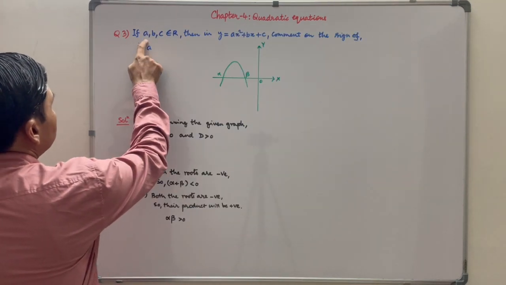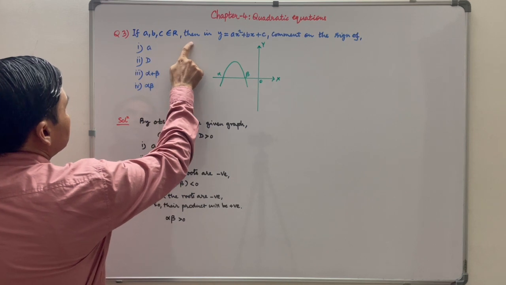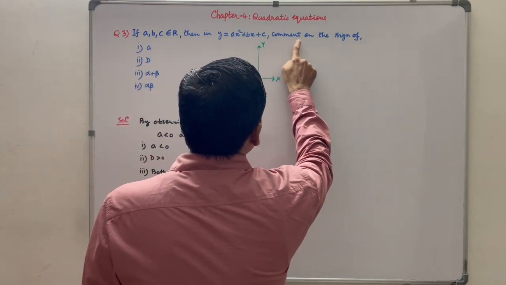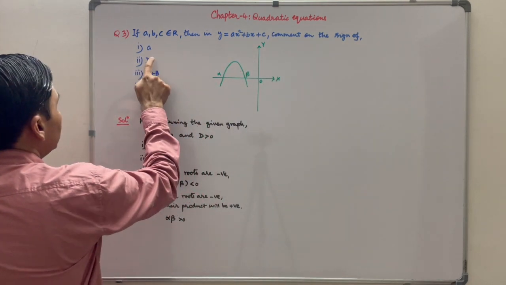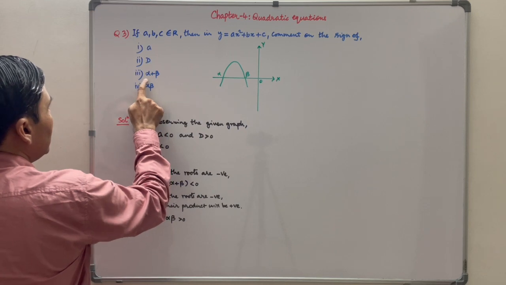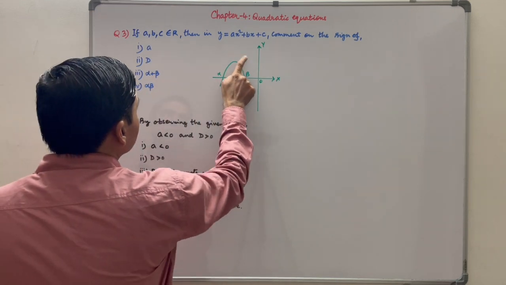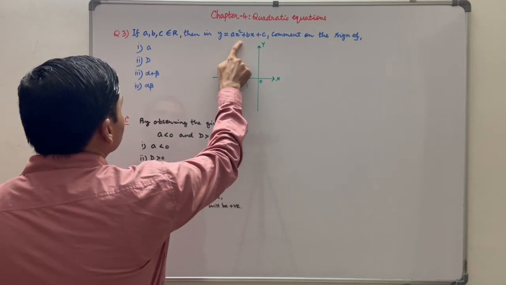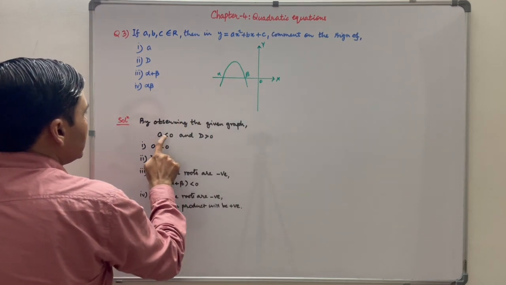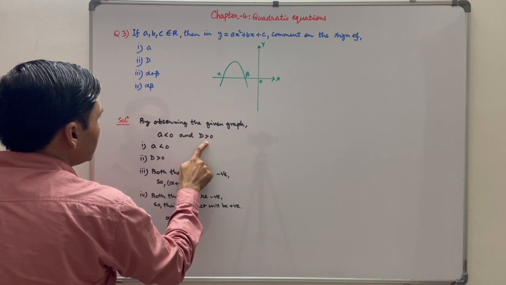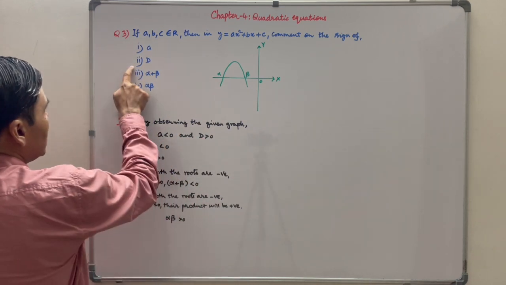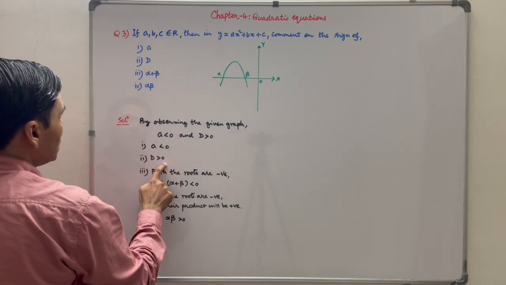Third question: if a, b, c are real, then in y is equal to ax² + bx + c, comment on the sign of a, D, alpha plus beta and alpha beta. Here alpha and beta are roots of the given quadratic equation. By just observing the given graph, we can say that a is less than 0 and D is greater than 0. So part 1 is a is less than 0 and part 2 is D is greater than 0.